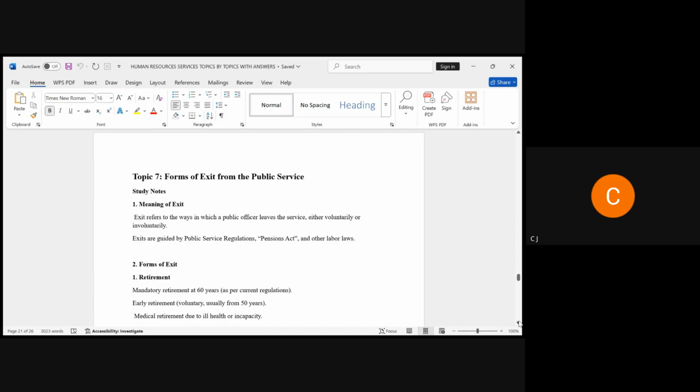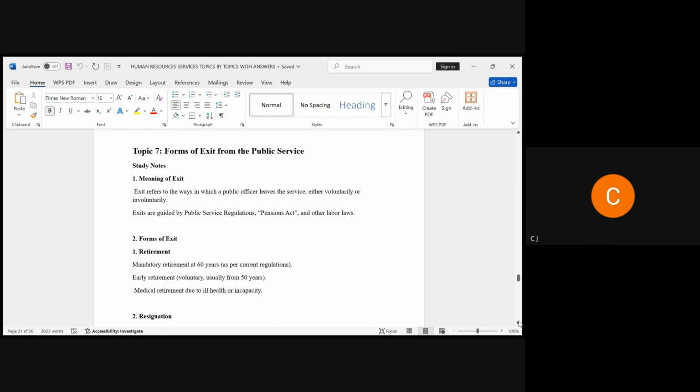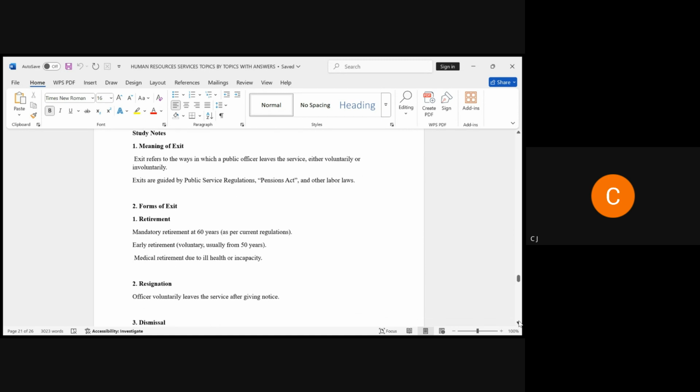Medical retirement due to ill health or incapacity. Hiyo inanga miaka ati 50 years. Tu unaweza retire at 30, bora tu ni mambo ya medical. Mandatory retirement ni at 60 years. You have resignation: the officer leaves the service after giving notice.